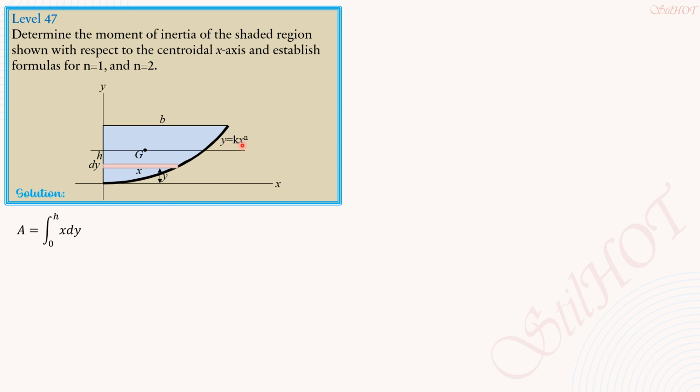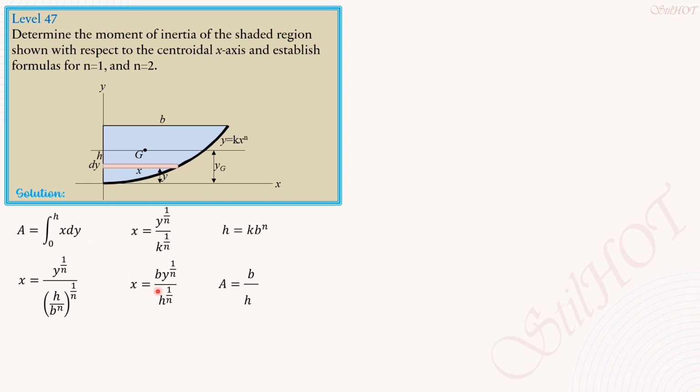Since y is kx to the n, extracting the nth root, x therefore is y to the 1 over n over k to the 1 over n. And when x is b, y is h, so h equals k b to the n. That means k is h over b to the n. So x therefore is y to the 1 over n over the quantity h over b to the n, raised to 1 over n. So simplifying this is y to the 1 over n over h to the 1 over n over b. So b becomes the numerator. So x is b, y to the 1 over n over h to the 1 over n.